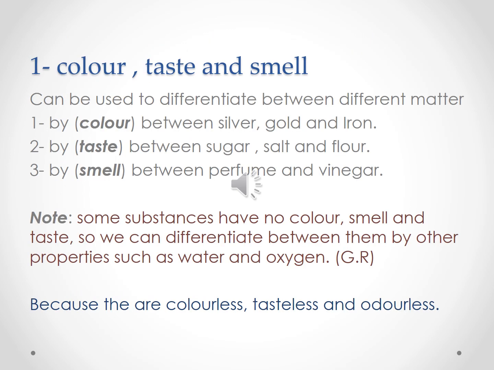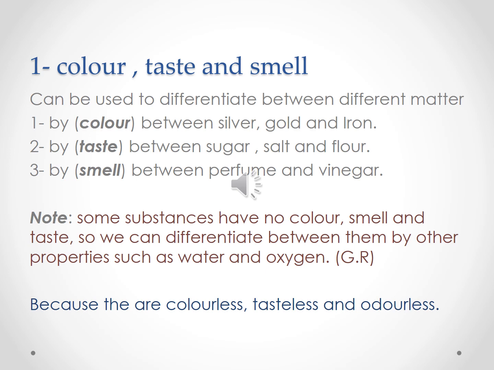Okay, let's talk about the color. For example, if I have 2 rings, the first ring is made of gold and the second ring is made of silver. So absolutely I can differentiate between the 2 rings by their colors. The gold is yellow in color, and the silver is silver.